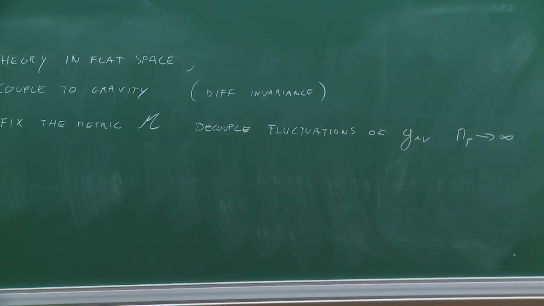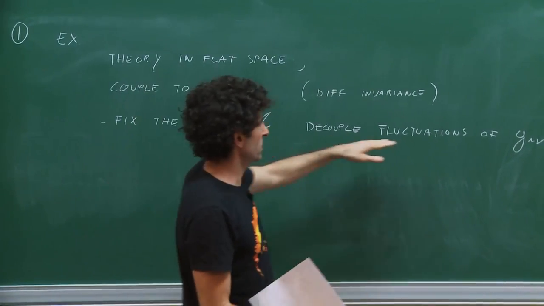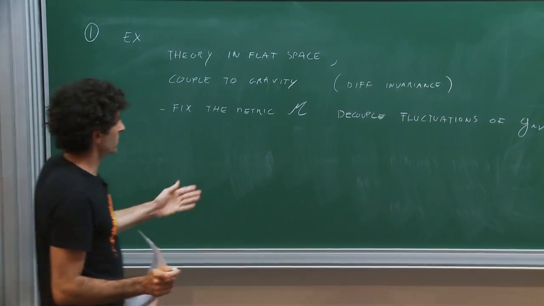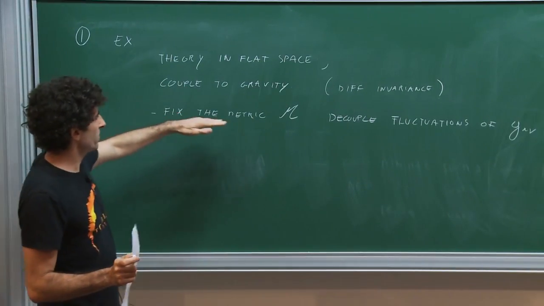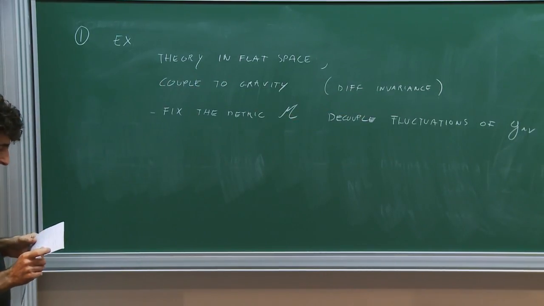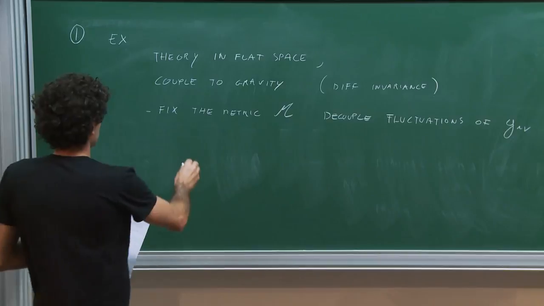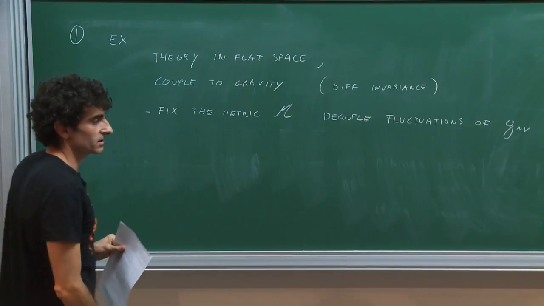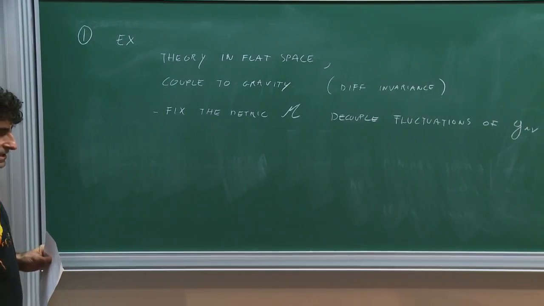Okay, so what I have done is that I've basically taken my theory in flat space and I have coupled it to this manifold with some particular metric. So now I can ask what happened to the diff invariance of the theory with gravity. Well, clearly fixing the metric breaks the diff invariance of the original theory. But there are some diffeomorphisms that stay. In particular, all the diffeomorphisms which do not change the metric that you have chosen as background will be actual symmetries of the resulting theory.